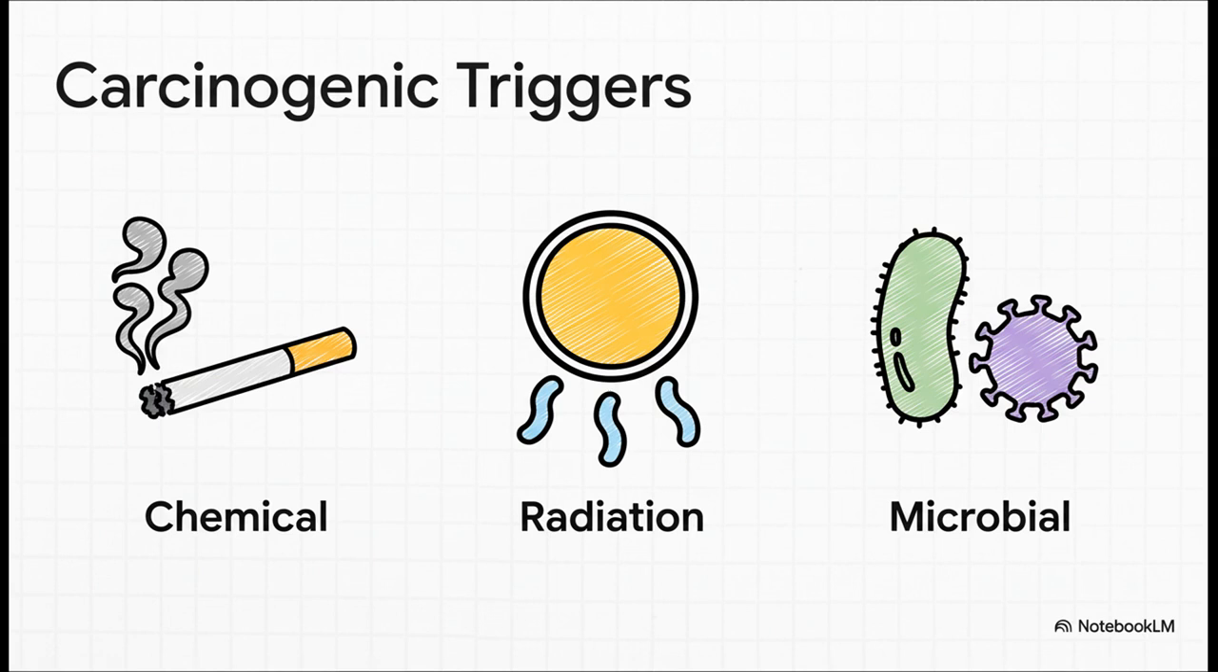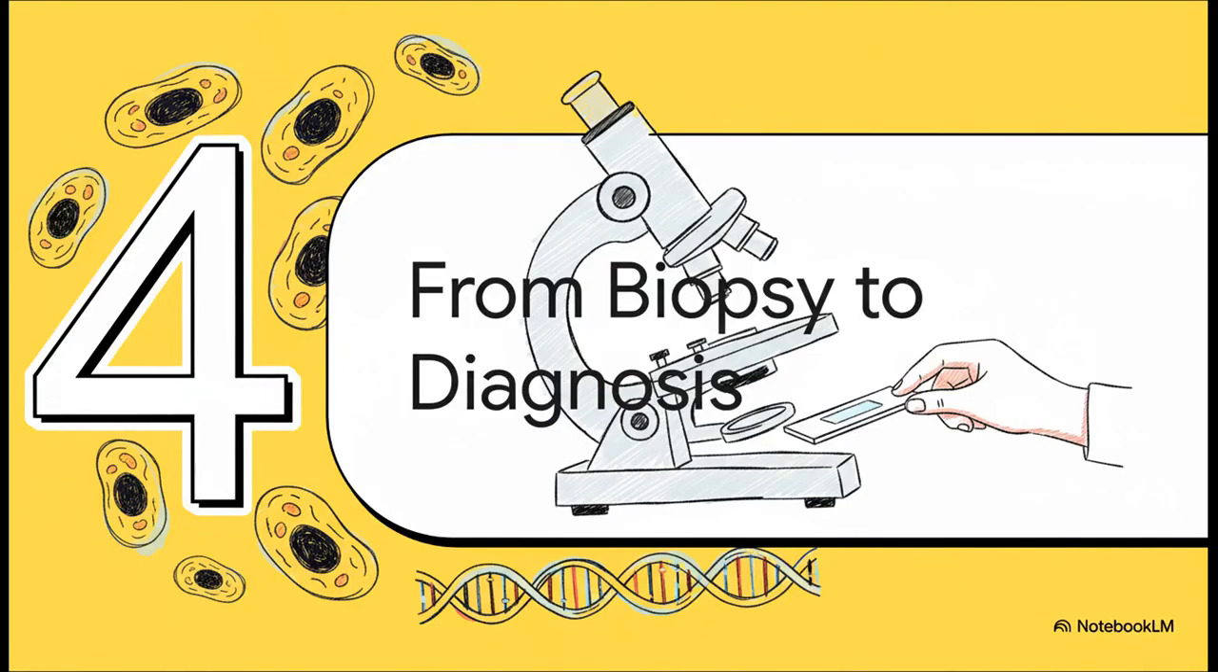Well, the triggers, what we call carcinogens, they usually fall into 3 main buckets. You've got chemical ones, like tobacco smoke. You have physical ones, like UV radiation from the sun. And you have microbial agents, like the HPV virus causing cervical cancer or H. pylori bacteria, which can lead to stomach cancer. Okay, so we've covered the why.